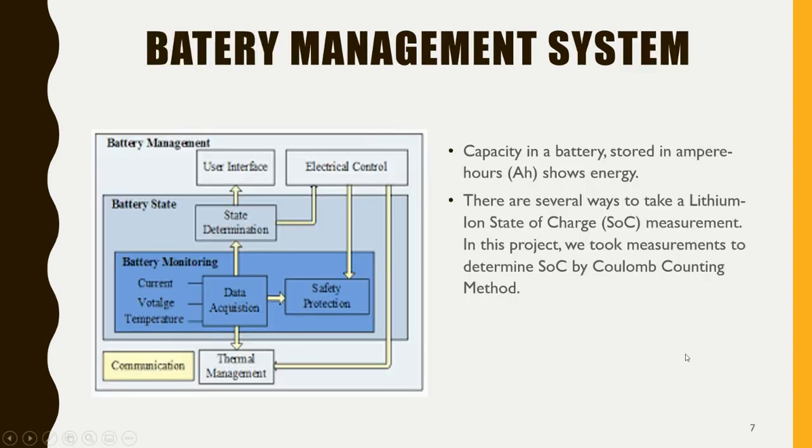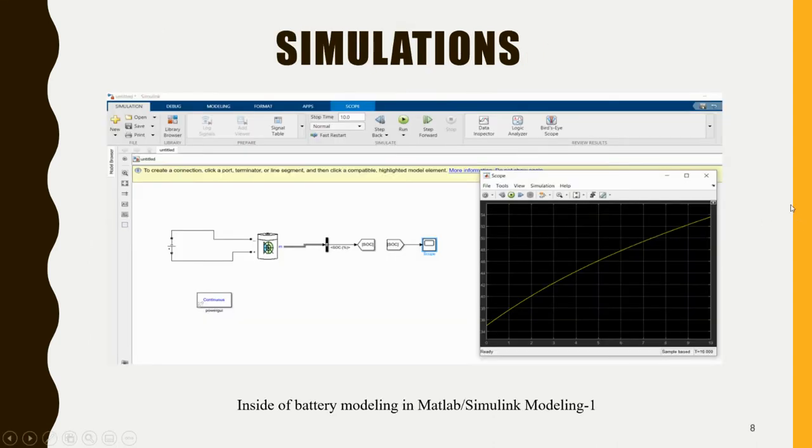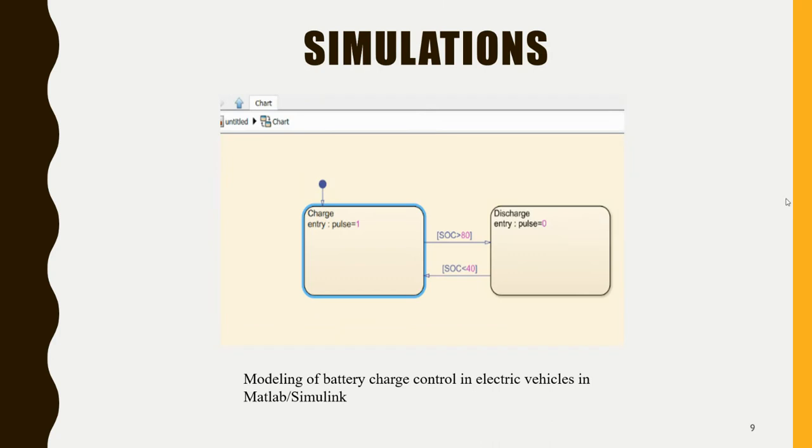Battery management system. Capacity in a battery, stored in ampere hours, shows energy. There are several ways to take a lithium-ion state of charge measurement. In this project, we took measurements to determine state of charge by the Coulomb counting method. Simulation. In this section, a general simulation study was carried out on MATLAB Simulink. For the battery state of charge, a battery can be used to control charge and discharge of the lithium-ion battery.